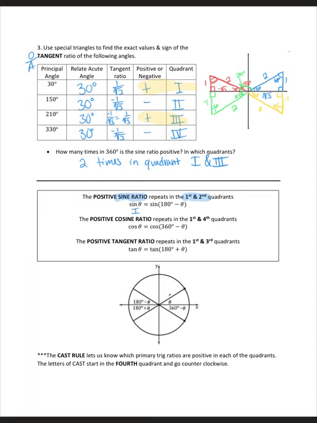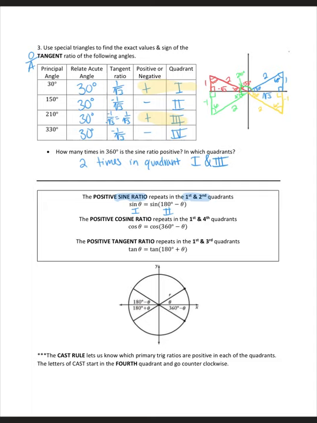And that sine of 180 minus theta, well, if we look at this little graphic below here, 180 minus theta is my sine ratio in quadrant 2. So they're representing, saying that the sine ratio is the same in quadrant 1 as it is in quadrant 2. Okay? And then we can look at this the same way with our cosine.